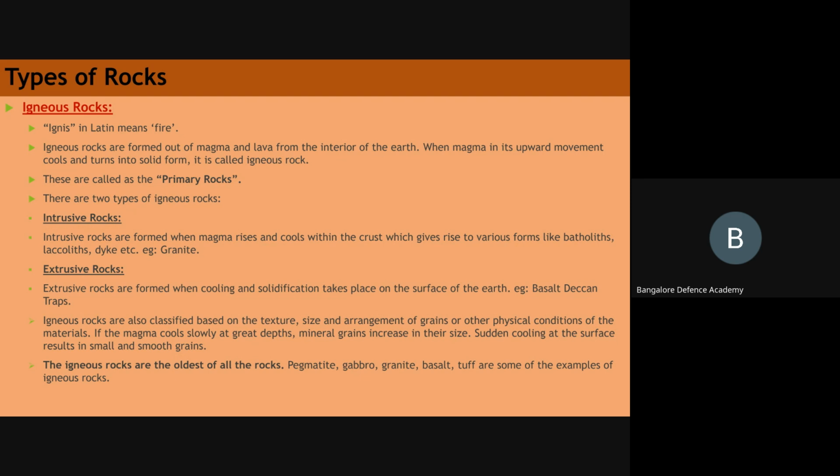And basalt and pumice are examples of extrusive rocks. Extrusive igneous rock will always look darker in color, and the silica content will be less in it, because it solidifies very fast. Extrusive rocks are formed when cooling and solidification take place on the earth's surface. An example is basalt, in what are called the Deccan Traps or flood basalt provinces, because these provinces or Deccan plateaus are made up of basalt.